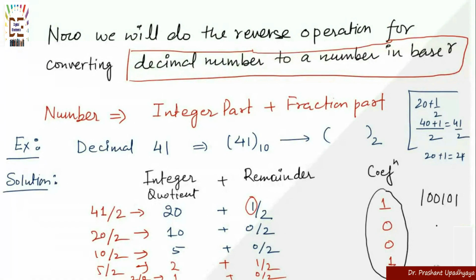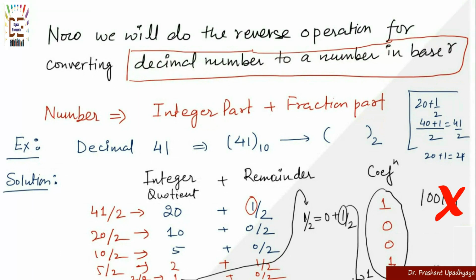We will check whether the answer which we are getting is correct or wrong. So I'm writing the last step, this one. So what can I do? I can write this here: 1. Now I will get 1 by 2. What will be the answer? 0 plus 1 by 2. So this will be your last coefficient, which is going to come here.